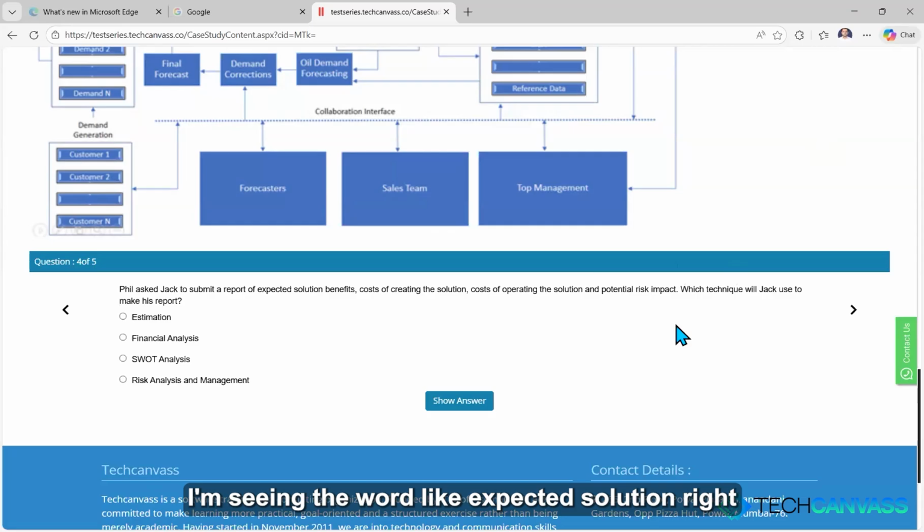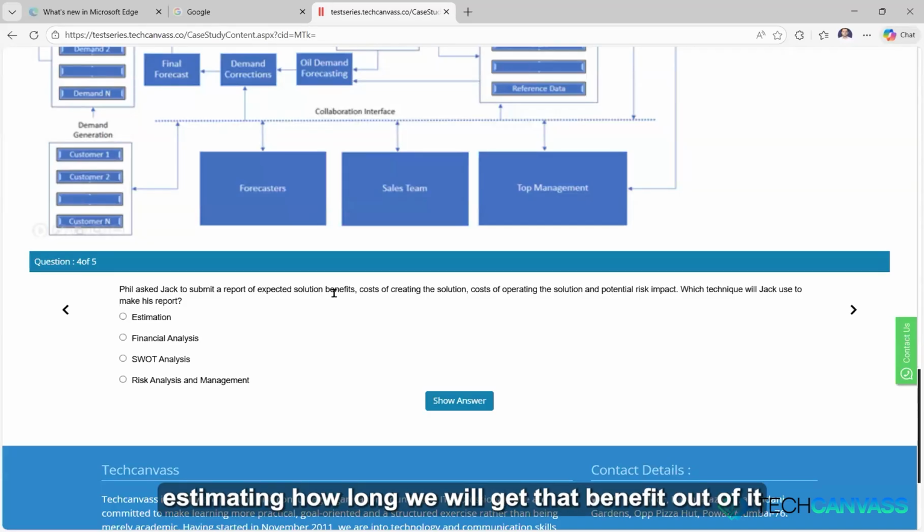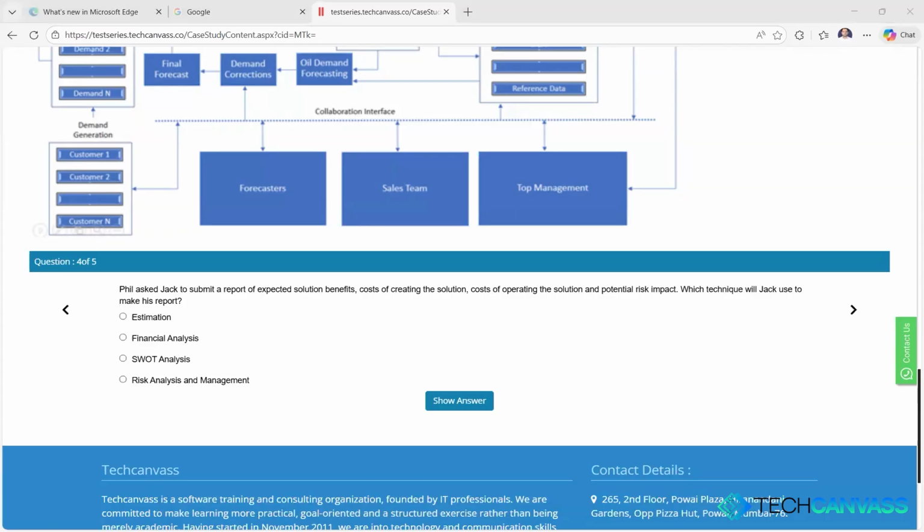So in the question, I'm seeing the words expected solution, right? So I believe expected means how long it would take, the duration. If it's regarding the time period, then it's like estimating how long we will get that benefit out of it. So that's why I think it's estimation.